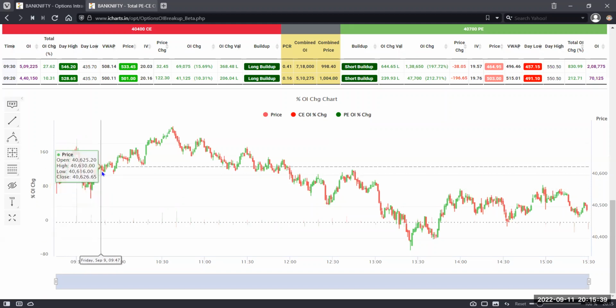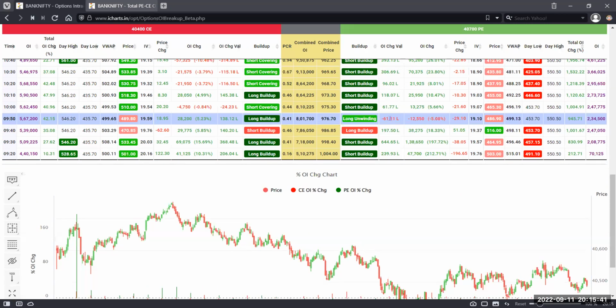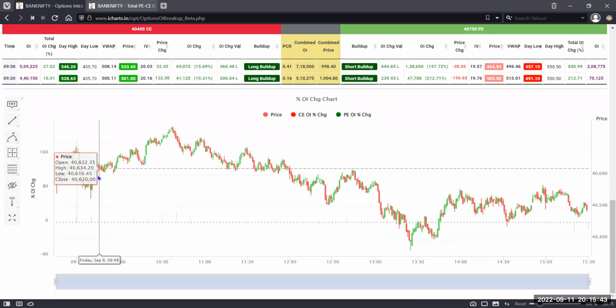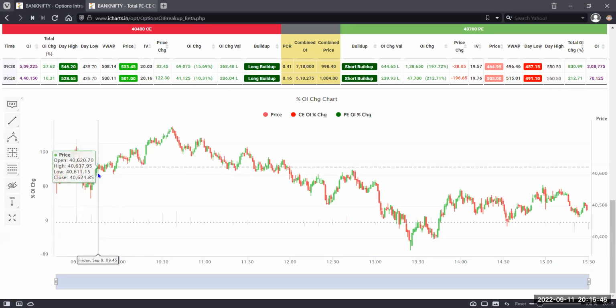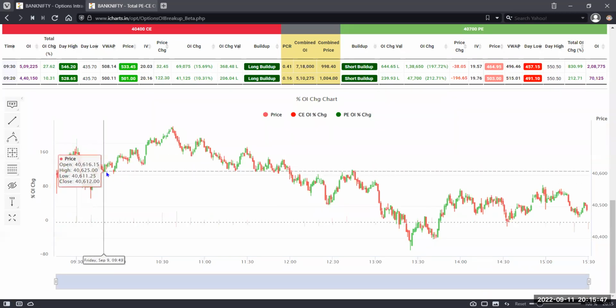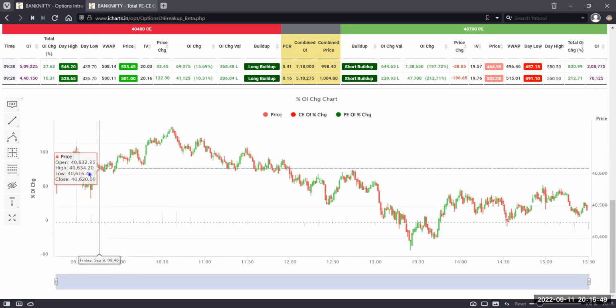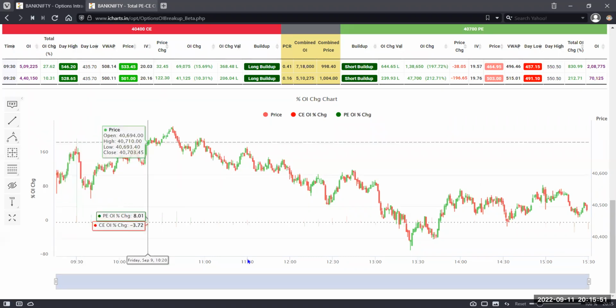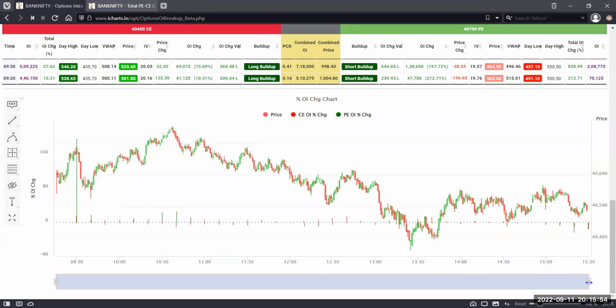Now what I generally do, when I see this kind of signal over here, is that for me this particular level, the low around this, becomes very important. It has to cleanly break down from here, not something like this, not a doji kind of thing over here.